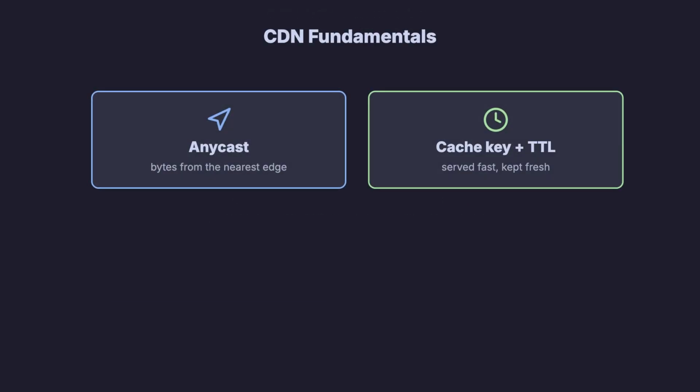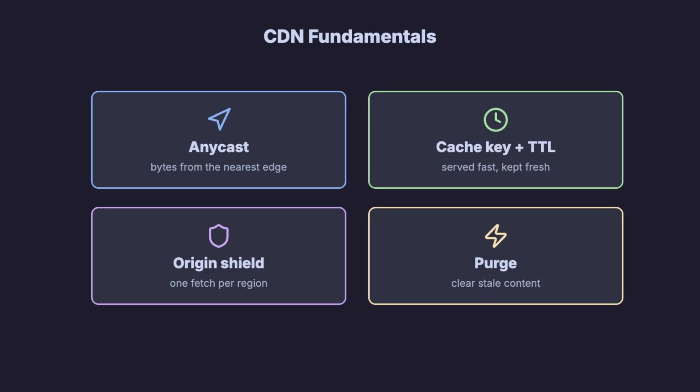The CDN's job boils down to a few fundamentals. Bring bytes closer with Anycast, serve them fast from cache using the right key and TTL, protect your origin with shielding, and clear stale content with purging. Master those four and you'll turn a sluggish global service into one that feels local everywhere. When every millisecond matters, the edge is your best friend.